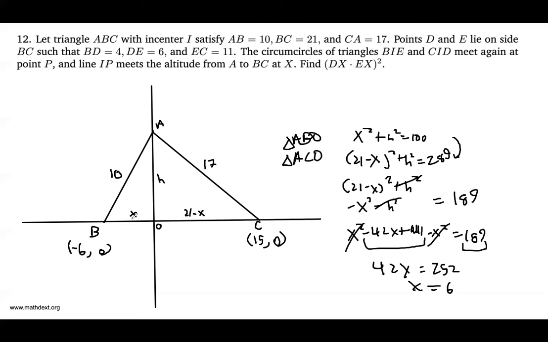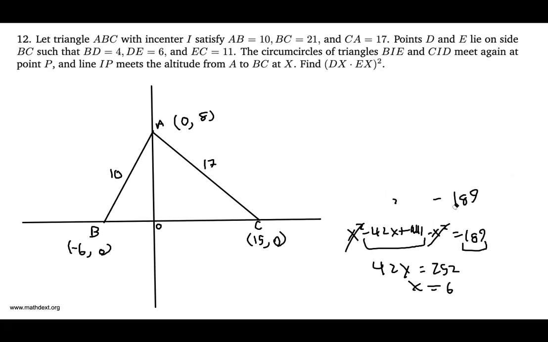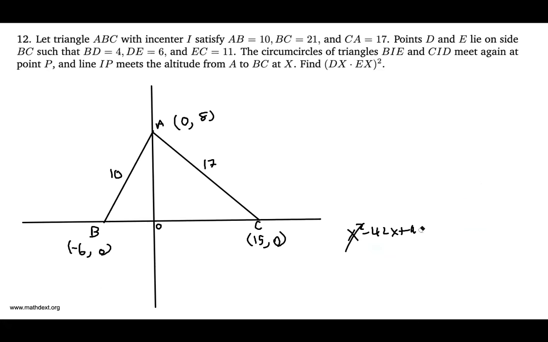So if x is 6, finally let's find h. We have that x squared plus h squared is equal to 100. Since x is 6, we have 6 squared plus h squared equals 100, giving us h squared equals 64. h equals 8. So point A is on the y-axis at (0, 8). That is very helpful because now we have the coordinates for points A, B, and C. Next, we can find the coordinates of point I, which is another very important point. So I should be somewhere over here.